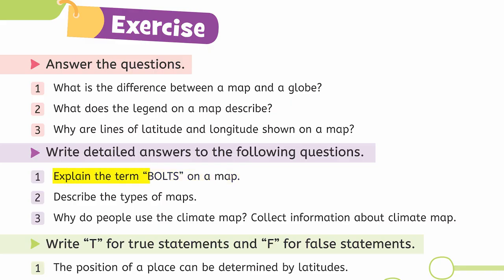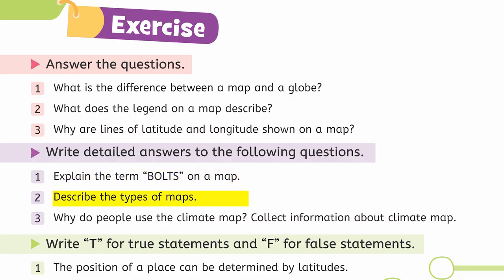Legend. Legend is a list of symbols used on a map. These symbols represent different things like mountains, rivers, forests and cities. The legend helps us understand what the symbols mean and makes it easier to read the map. Title. The title of a map tells us what the map is about. For example, if a map is showing a country, the title might say Map of Pakistan. Scale. The scale of a map shows the relationship between the distance on the map and the actual distance on the earth. A map scale helps us understand how far things are from one another in real life.